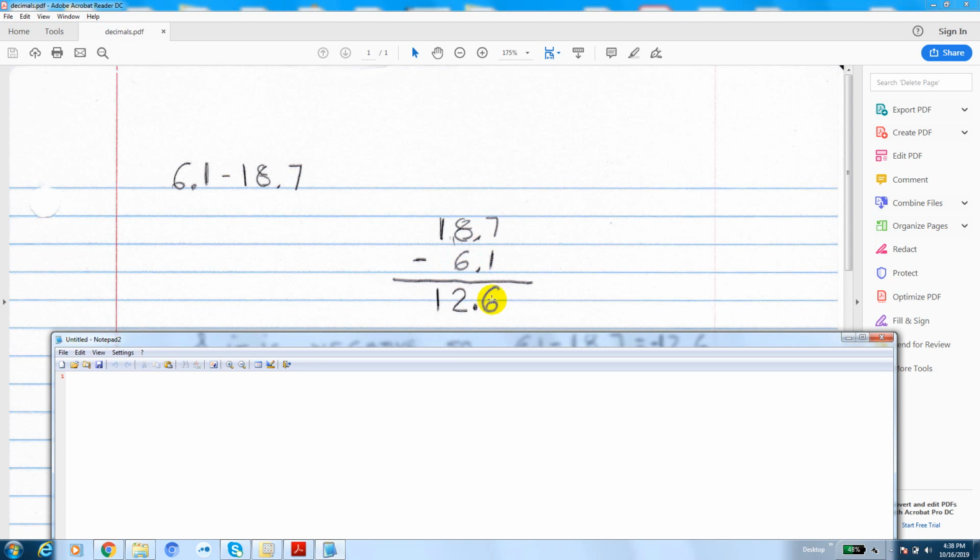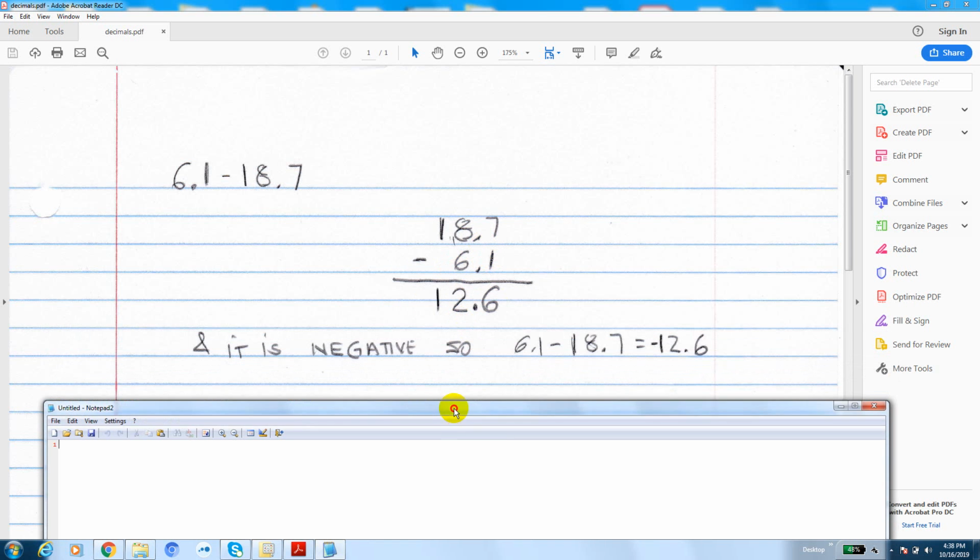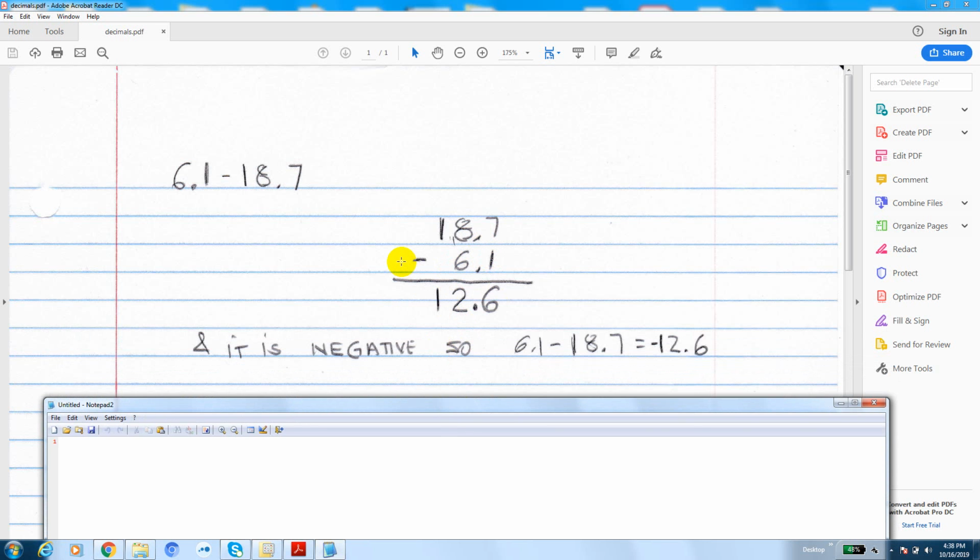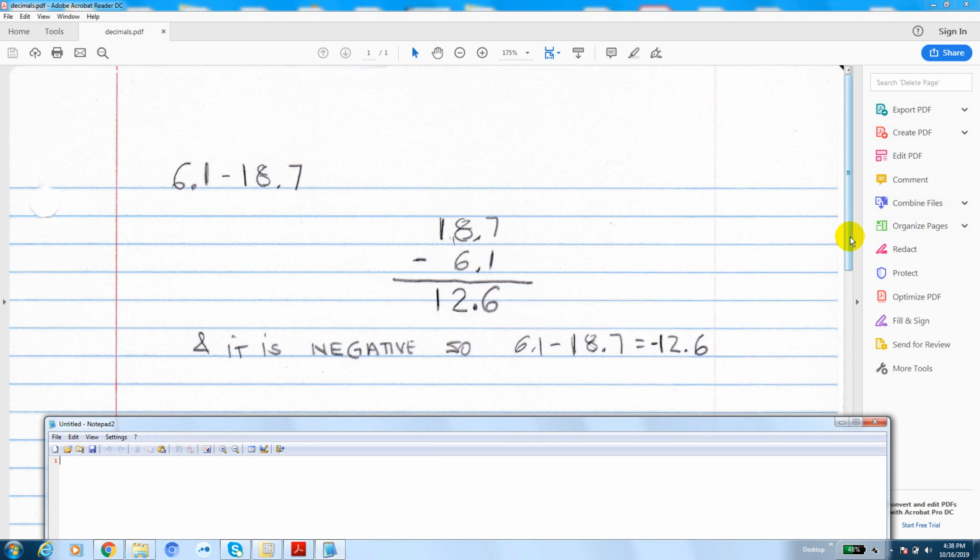18.7 minus 6.1, you just do the math the regular way, you get 12.6, and then you have to figure out whether it's positive 12.6 or negative 12.6. It's a negative 12.6 because the 18.7 has a higher absolute value. Okay, so we did that.